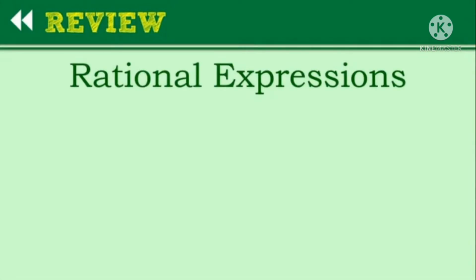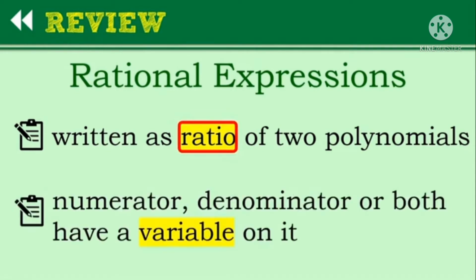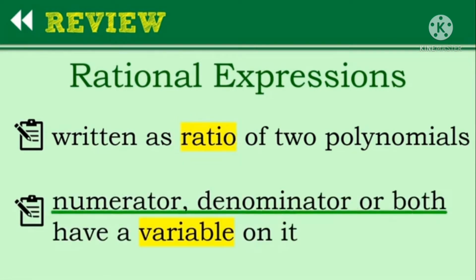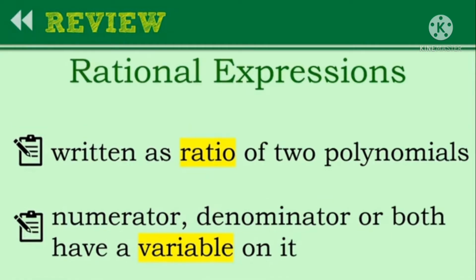What makes a mathematical expression a rational expression? When you say rational expression, it's written as a ratio of two polynomials. It can be described as a function where either the numerator or the denominator, or even both, have a variable in it. So again, it's a ratio. Second, in the numerator or the denominator or both, there is a variable. Let's identify based on these examples.